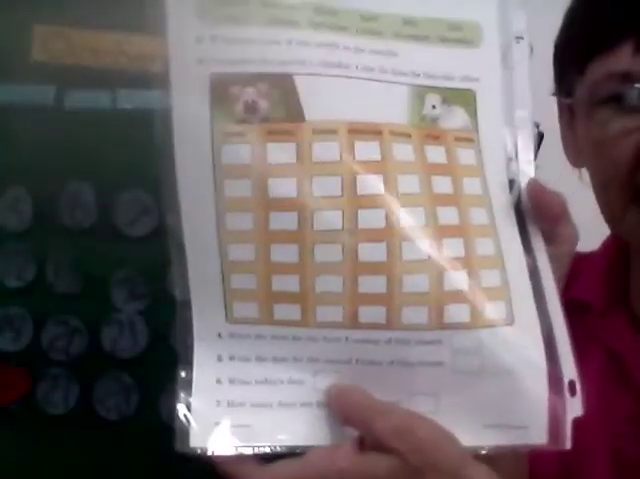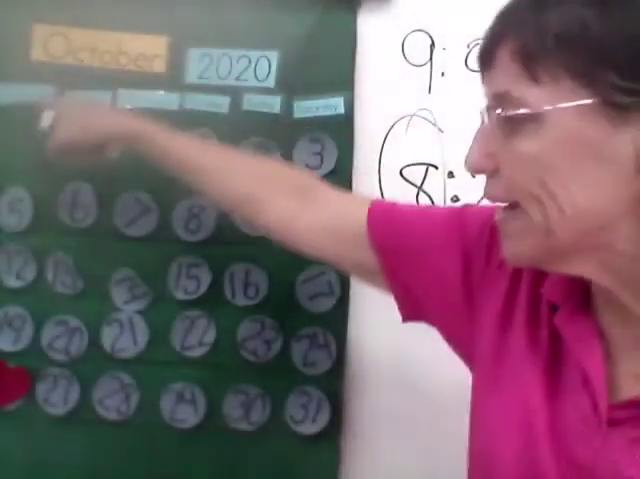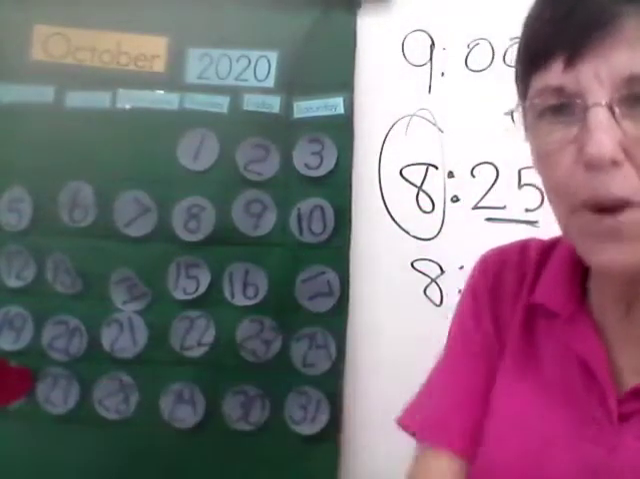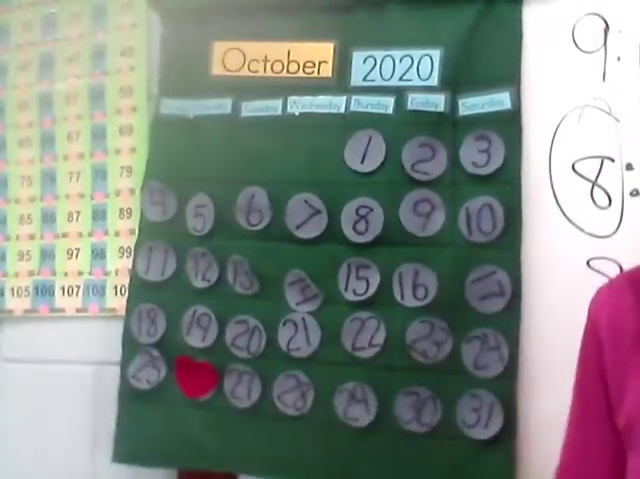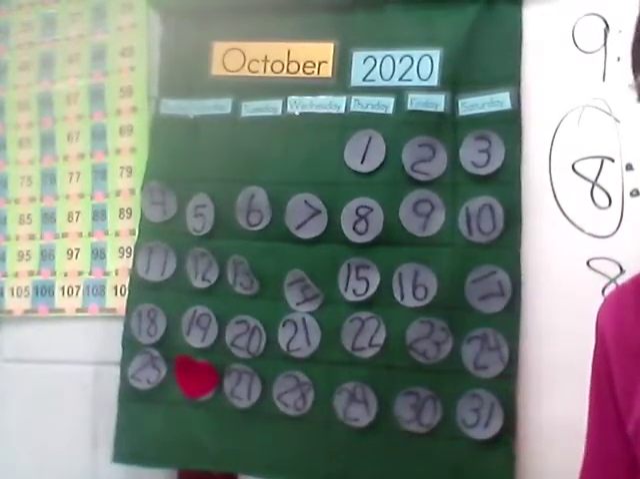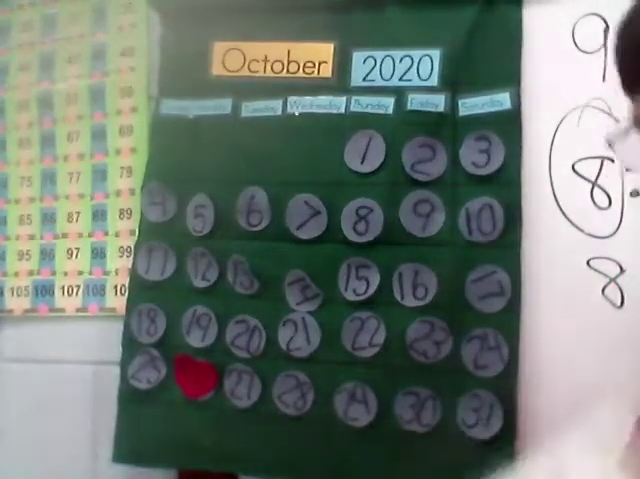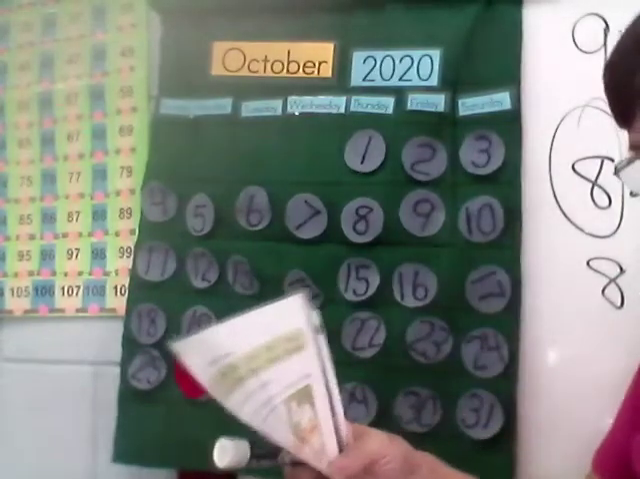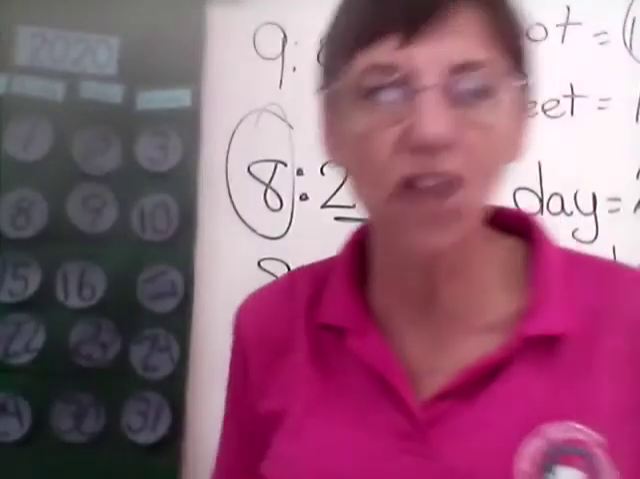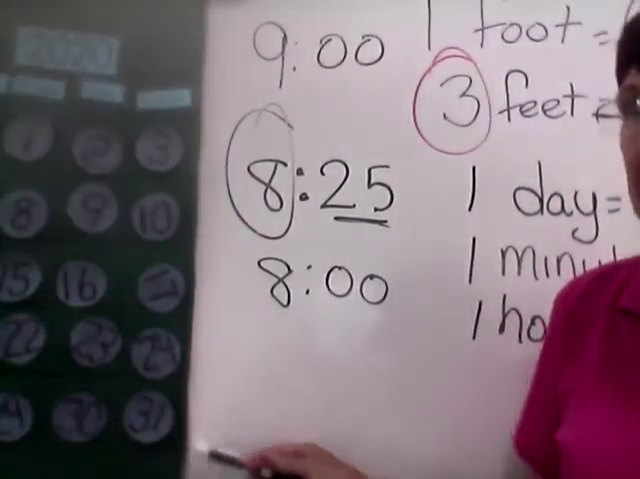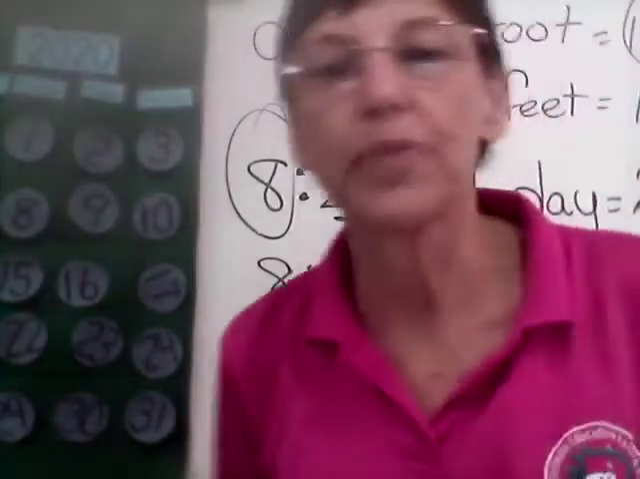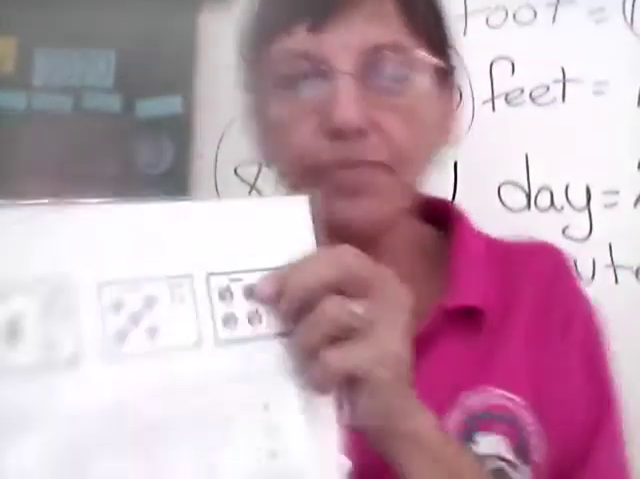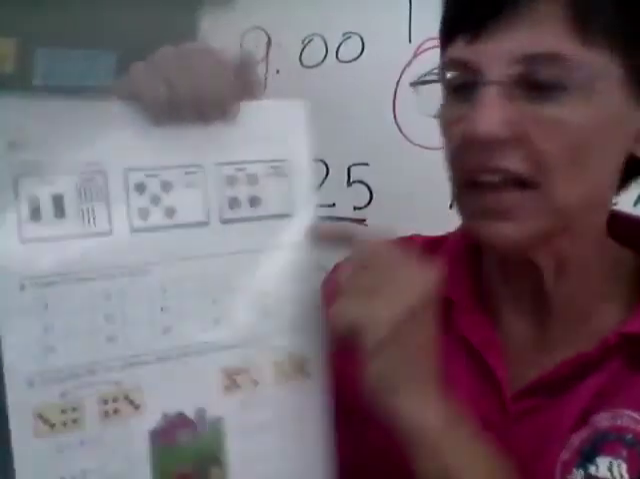What is today's date? Where is today? Do you remember where today is? Today is all the way down here. What number is that? You want to tell me? Number, who knows? Steffi, what number is it? 26, good, okay. And the last one is how many days are in this month? You can tell me how many days are in the month. There are 31.